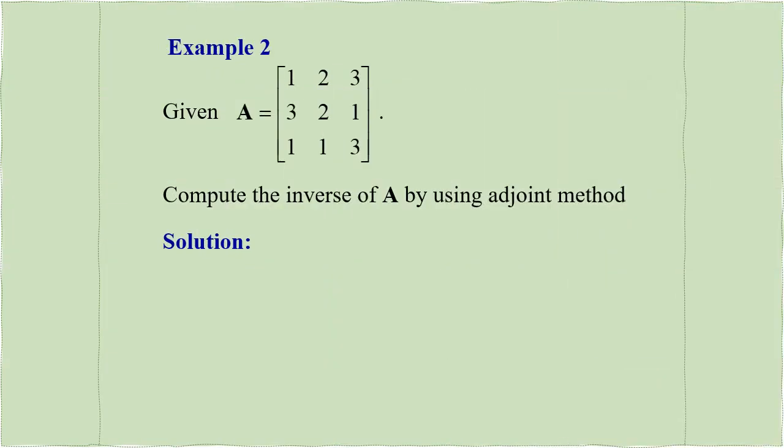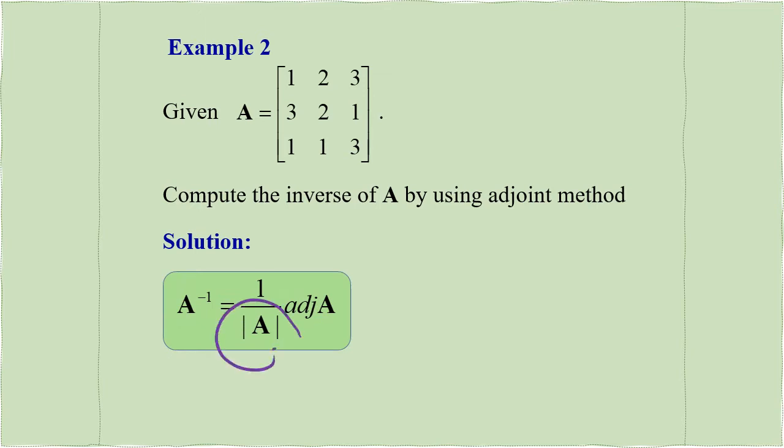So let's do example 2. Given matrix A equal to 1, 2, 3, 3, 2, 1, 1, 1, 3. Compute the inverse of A by using the adjoint method. So, by using the formula, we have to find the determinant of matrix A and the adjoint of matrix A. To find the adjoint of matrix A, we have to know what the cofactor of matrix A is.